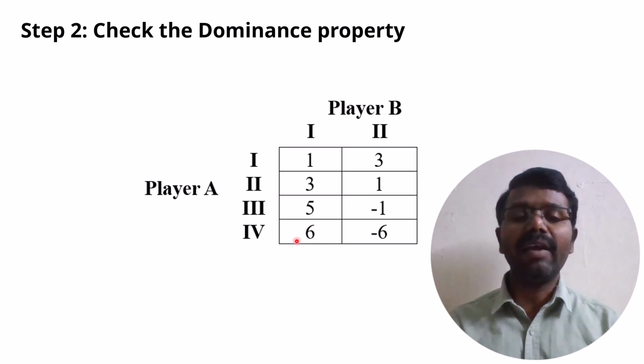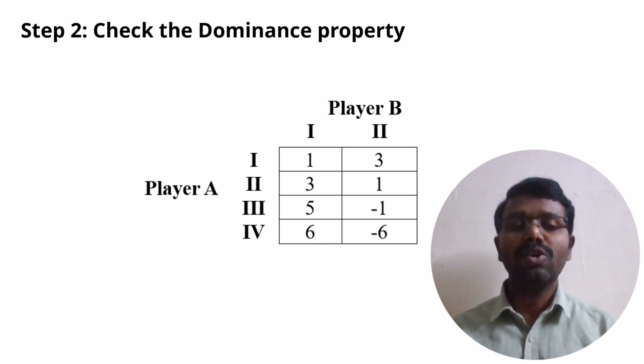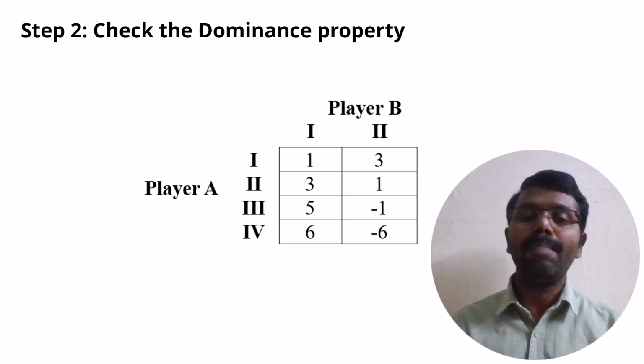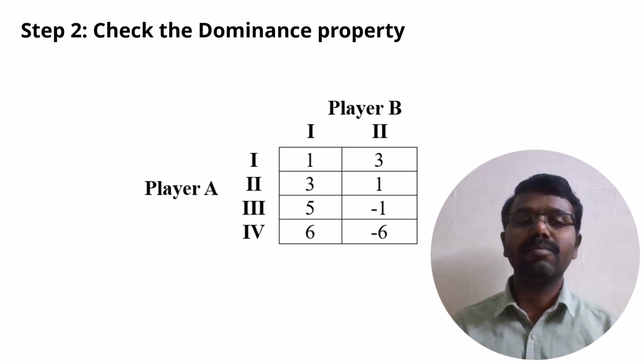So by seeing all these combinations, no strategy is dominating another strategy, so we can't reduce the rows or columns by the dominance property. So we have to take this 4 by 2 matrix for solving, and we can apply the graphical method.